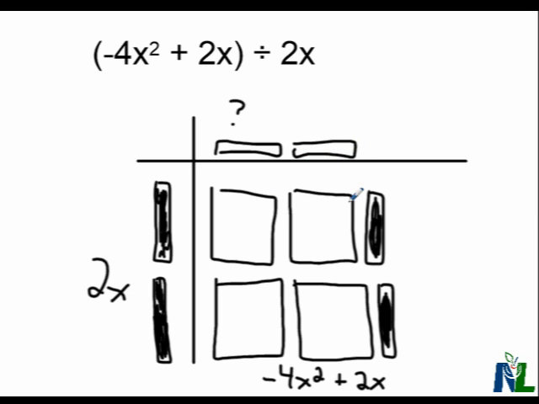Okay, so let's take a look at the other term in this area. We have a positive x. What can I multiply my positive x over here by in order to end up with just a positive x? Well, this one's not too complicated. This is just going to be a positive 1 unit tile. It's just x times 1 equals x. Therefore, I know my answer now must be negative 2x plus 1. This is the quotient. This is your simplified polynomial right here. And that is how you can use algebra tiles to model division.